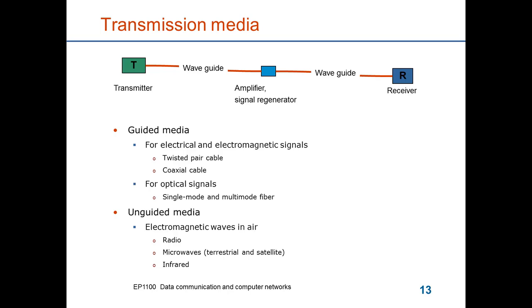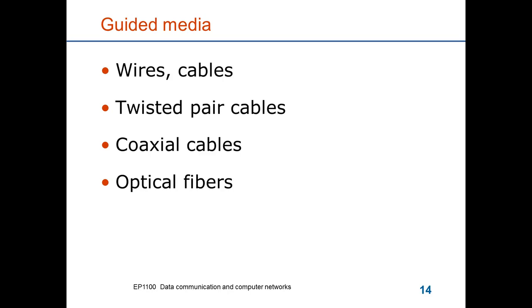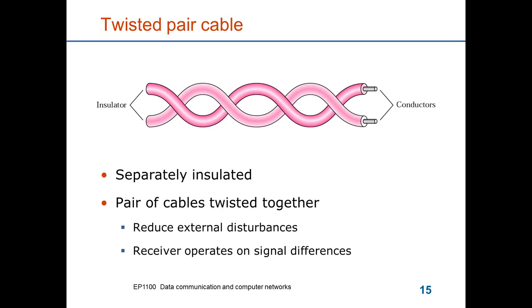I'm now going to show you some guided media. Often when we talk about waveguides, we call them wires or cables. So here we have twisted pair cables, coaxial cables, and optical fibers. A twisted pair cable is a very simple cable. It has two conductors that are insulated, and the cables are twisted together to minimize the external disturbances that can be generated in the cable and disturb the signals that are being transmitted.